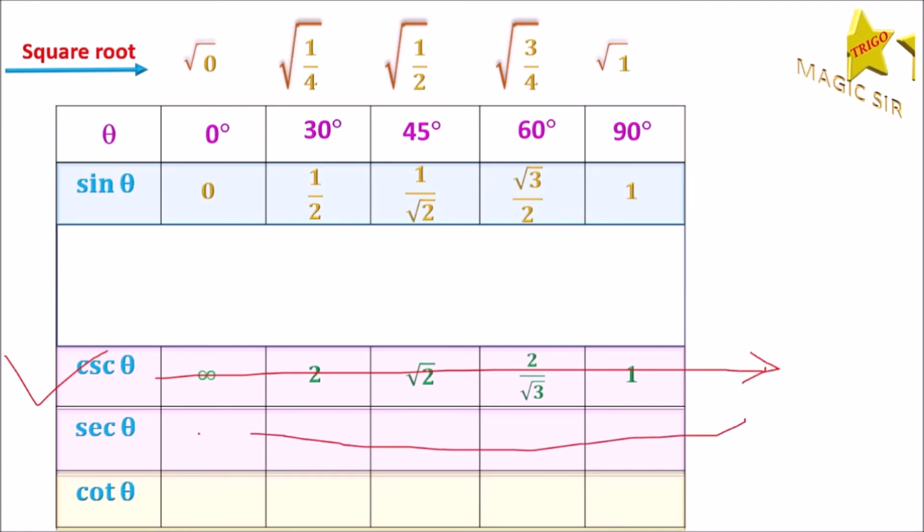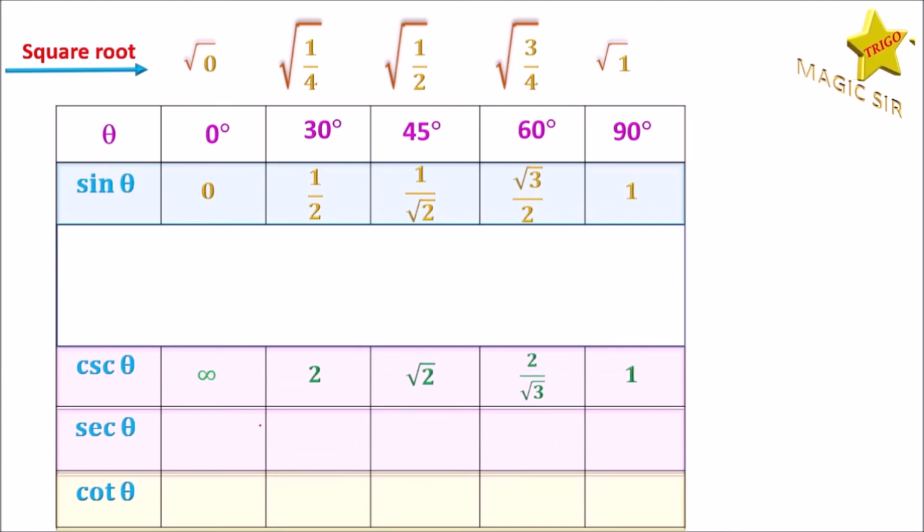Again, write down these 5 values of cosec theta in the reverse order for sec theta. So we have sec 0 degree equal to 1. In the reverse order, sec 30 degree equal to 2 by root 3, sec 45 degrees is equal to root 2, sec 60 degrees is equal to 2, and last, sec 90 degrees is equal to infinity.